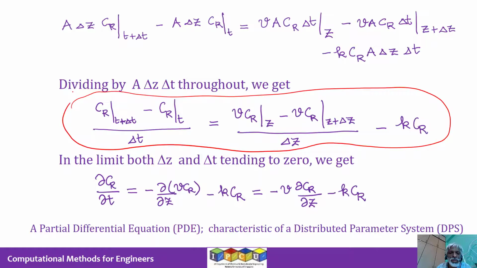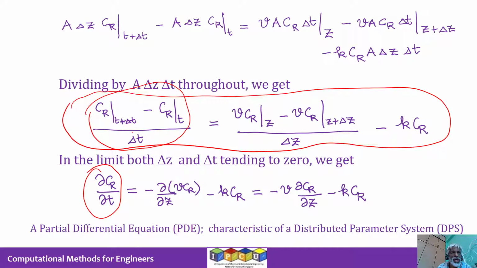So now the next usual trick is to take the limit when both delta Z and delta T tend to 0. That means you're looking at very small reactor thickness. We're also looking at delta T being almost 0, that means we are observing the system for a very, very short time duration. So that's when we can invoke calculus and say this term will reduce to dou CR by dou T, right? Because it is CR at T plus delta T minus CR at T divided by delta T. So that is like dCR by dt.